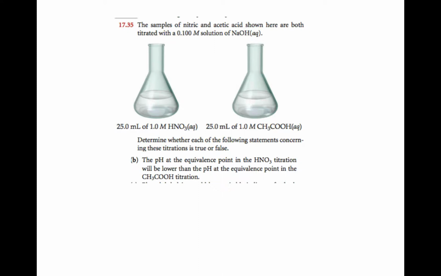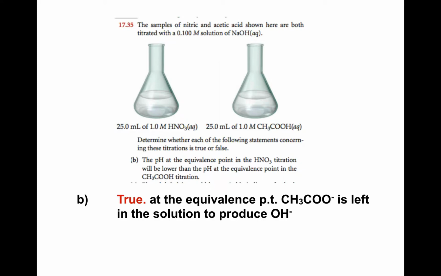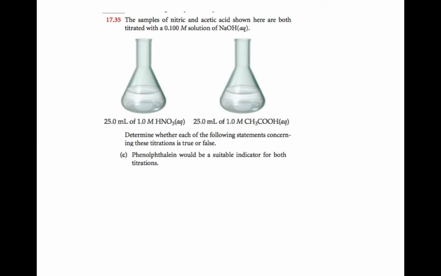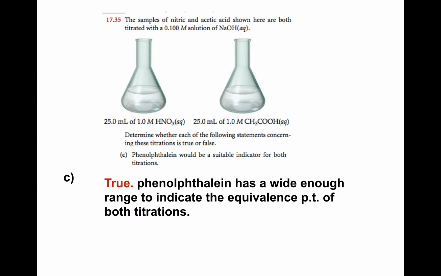B, the pH at the equivalence point for nitric acid will be lower than the pH at the equivalence point for acetic acid. That's true. At the equivalence point for acetic acid, you have acetate still in the water, which is going to produce hydroxide, according to a Kb expression. C, phenolphthalein would be a suitable indicator for both titrations. That's true. Phenolphthalein has a wide enough range to incorporate both equivalence points for these titrations.